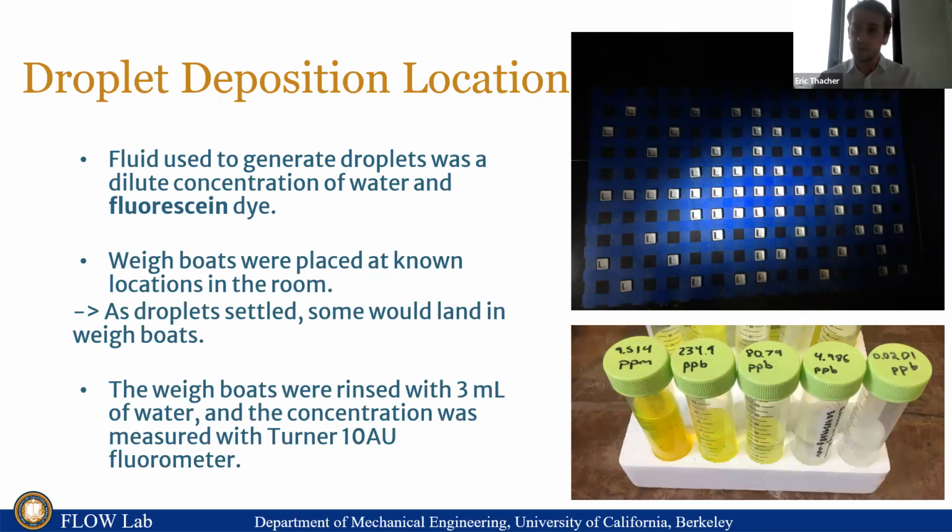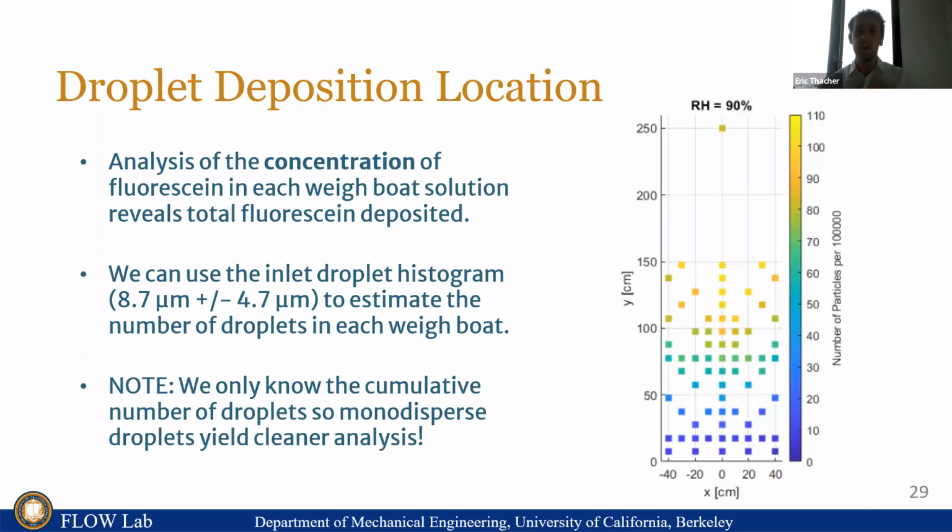Then we rinse the weigh boats with a known quantity of water, creating a little concentration, which we can measure with a fluorometer to determine how much fluorescent salt is actually deposited in that weigh boat. The limit of the particular fluorometer used is 10 parts per billion, which is really incredible because it allows us to determine even a small quantity of droplets that were deposited. By analyzing the concentration of fluorescein in each weigh boat, you could determine the total amount of fluorescein that was deposited.